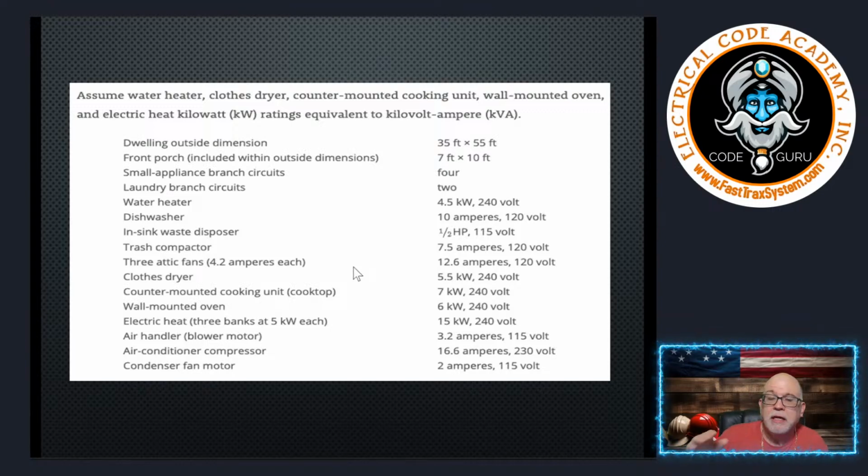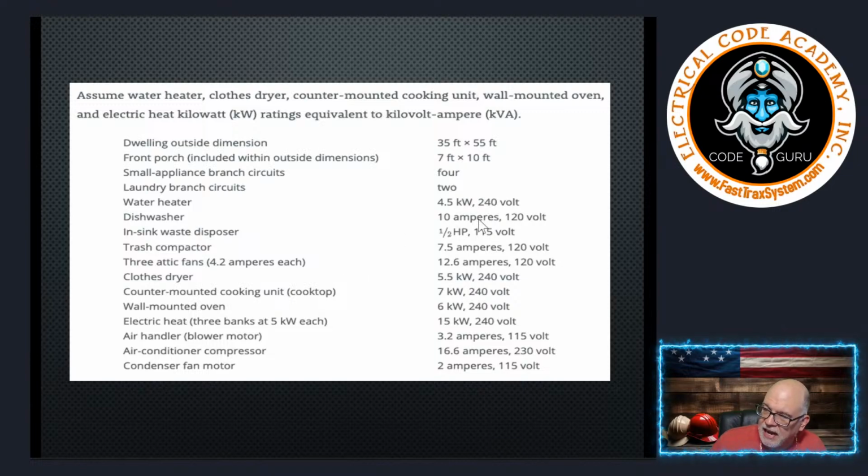All right, so we've got, what else do we have here? So let's look at our list. We know we got a water heater, which is an appliance, and it is 4.5 kW, or as y'all all know, I like it to be 4,500 VA, 240 volts. So just remember, that's not going to be in our neutral calculation. That's only going to be in our ungrounded hot conductor calculation.